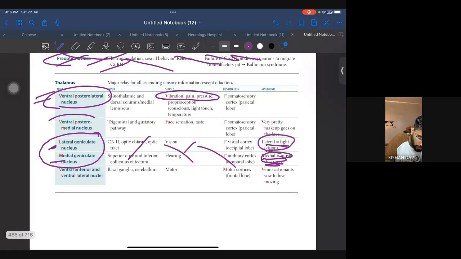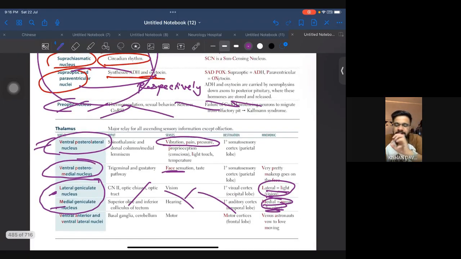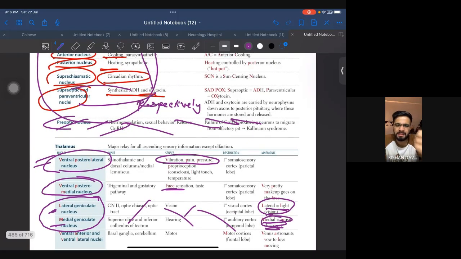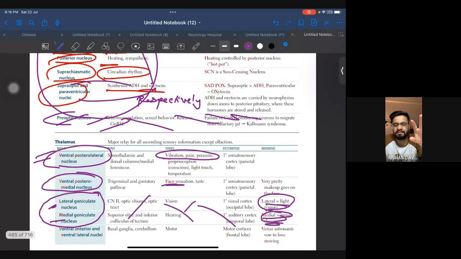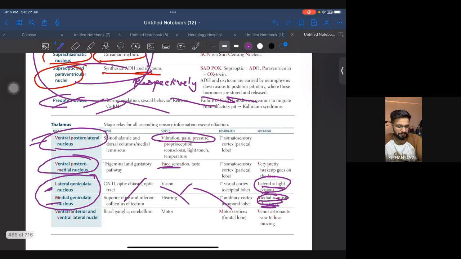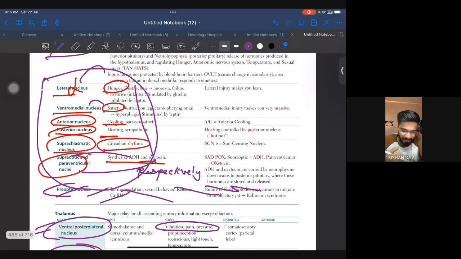Now coming to ventroposteromedial, face sensation. If they talk about the face, ventroposteromedial. All right, so guys, it's very easy. You will have difficulty the first time you read, and the second time you read. But when you are at the 10th reading of First Aid, you're good to go. If I am able to remember this very easily, then you guys are no exception. So that's all about hypothalamus and thalamus.